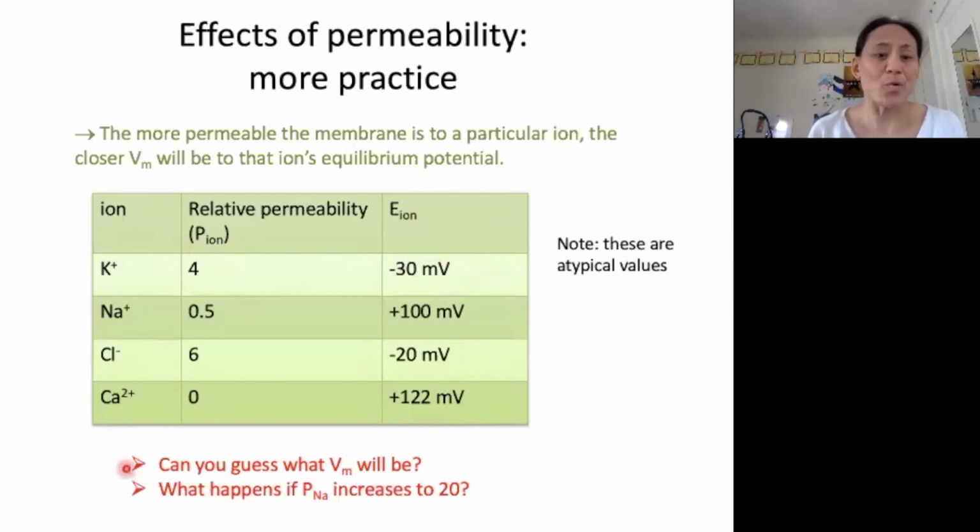Okay, so here's your question. Can you estimate what the membrane potential will be? And then here's a follow-up question. What if we changed the sodium permeability to 20? What would membrane potential look like in that case? So go ahead and hit pause, think through this, see if you can come up with some answers. Okay, so hopefully you were able to figure it out. We will be discussing it in class.